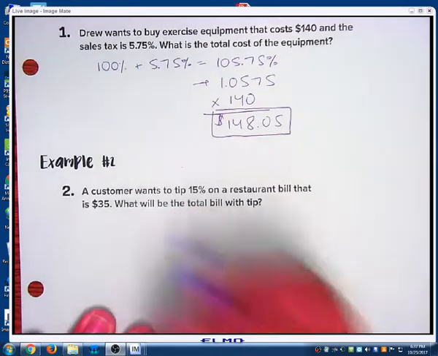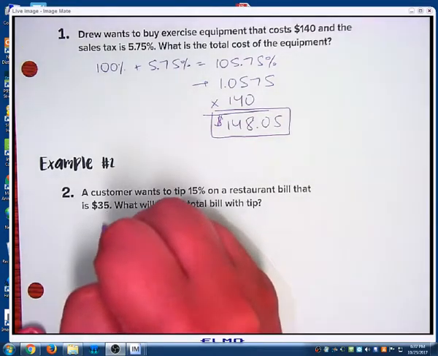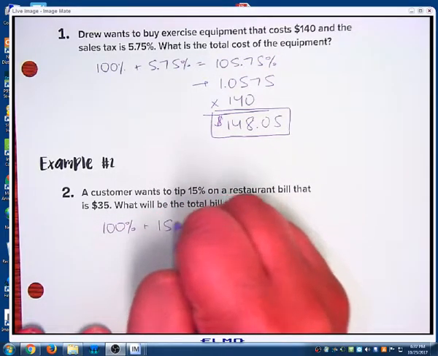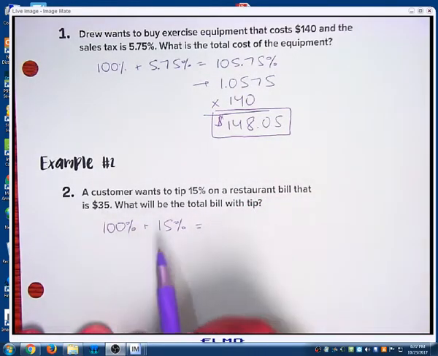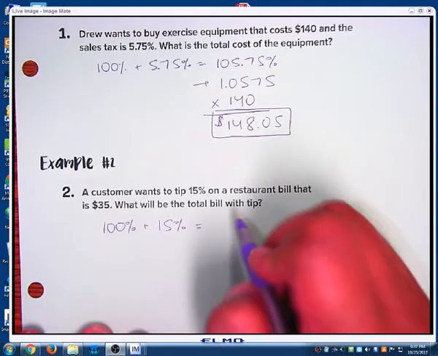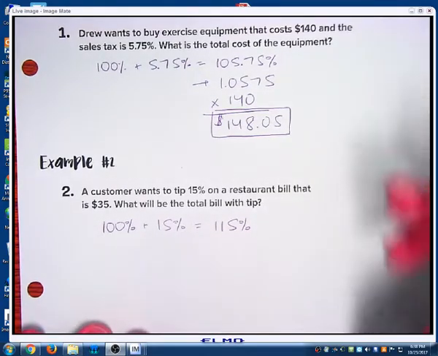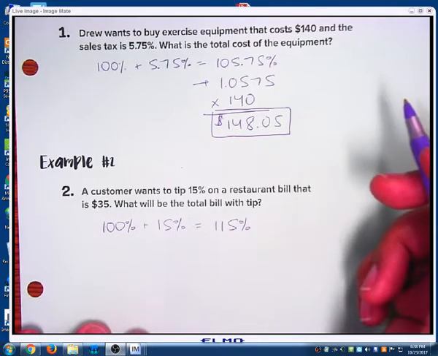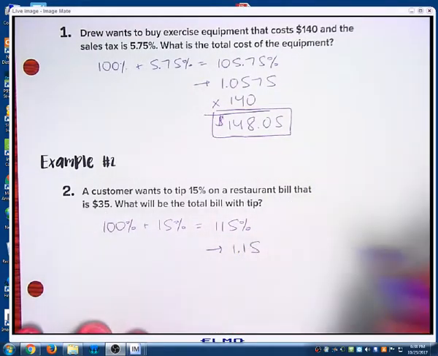I'm going to go on to example number 2, and it's the same concept. First let me read it. A customer wants to tip 15% on a restaurant bill that is $35. What would be the total bill with the tip? So first I'm going to write 100%, and I'm going to add in the tip, which is 15%. Again, I want to represent the cost and also the tip that I'm paying. So I'm adding it all together right now, which is 115%. So I'm going to end up paying 115% of my bill because I want to pay for the bill plus a tip. All right, so I'm going to change this to a decimal, and that would be 1.15.